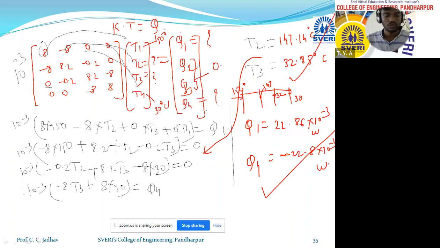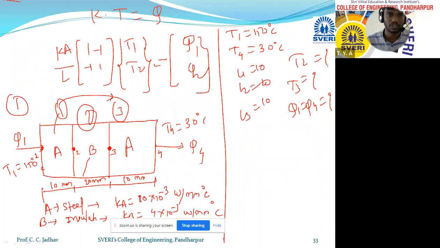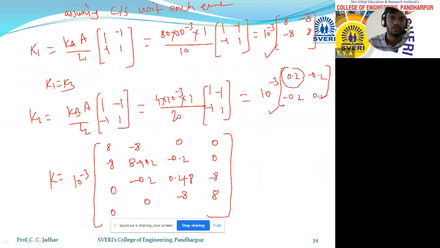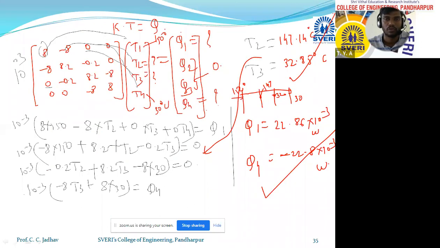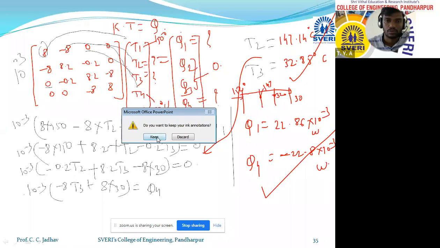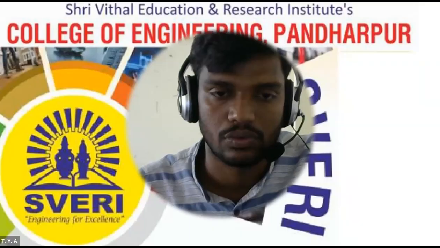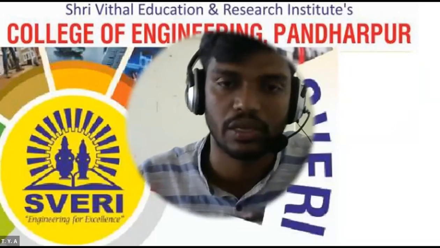Okay, so this way you have to remember the same formulas for the thermal problem. K into T is equal to Q. You have to put the values and find the stiffness matrices K1, K2, then the global matrix capital K is equal to K1, K2, K3. Then write the formula K into T is equal to Q, put all the values, make the equations, and solve them. You will get the unknown values, and from those unknown values you can calculate the heat values. Okay. These are easy problems, we just have to focus.